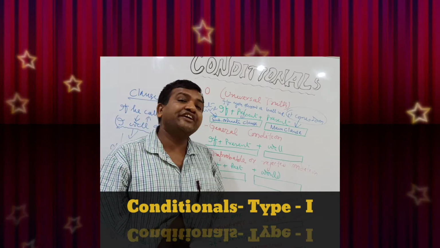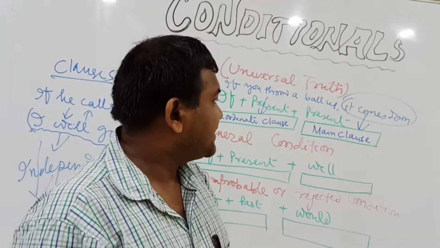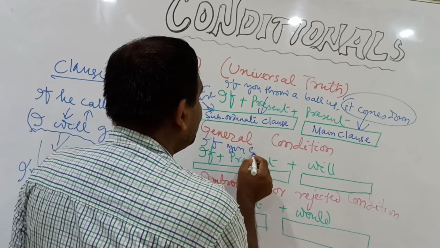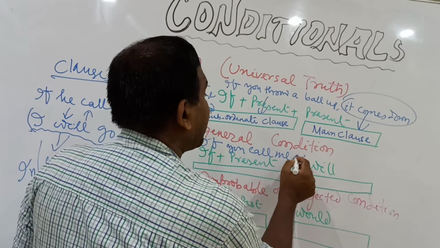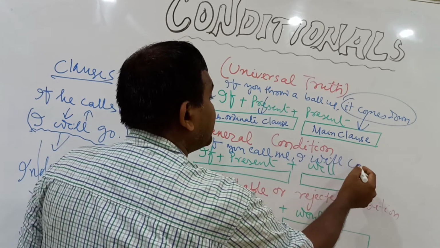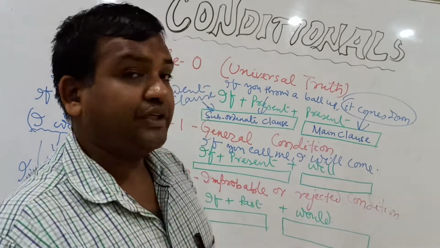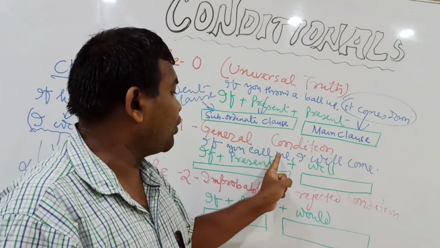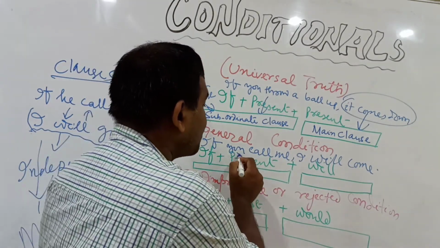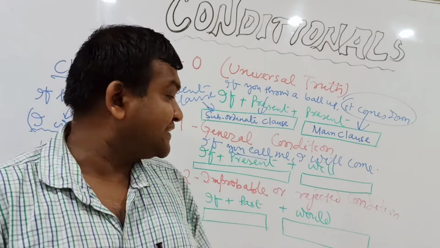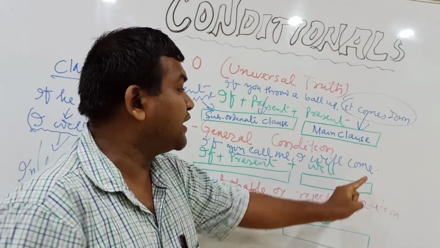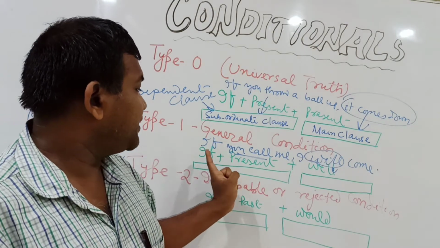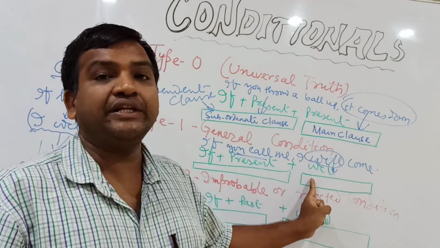Type 1, general condition. The sentence I was saying: if you call me, I will come. Here you see, "you call me" is simple present tense. If you call me, I will come. Will has been used here. So what happened? Here, if plus simple present plus will.